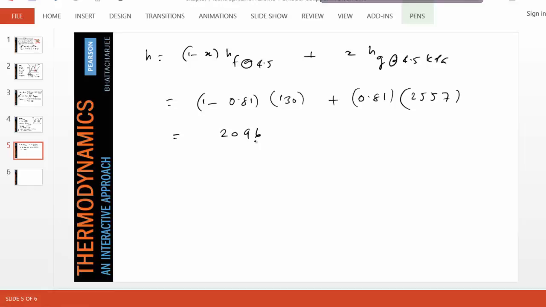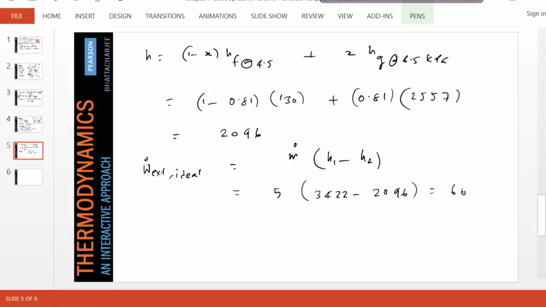Now that we know the enthalpies at state 1 and 2, we can show that the external work for the ideal turbine is m dot times (h1 minus h2), and we got all the numbers here. 5 times h1, which we already found, minus h2, which we just found, and that gives us 6030 kilowatt.